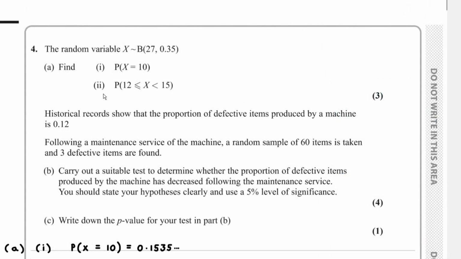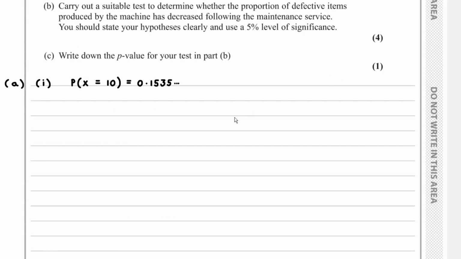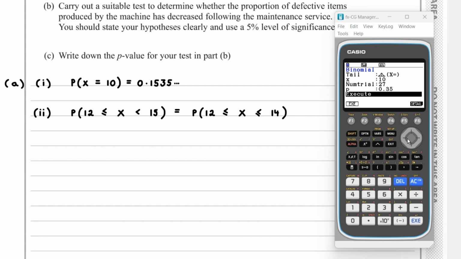For the second part of part A, find the probability that x is greater than or equal to 12 but less than 15. So, the probability that x is greater than or equal to 12 but less than 15, that is the same as calculating the probability that x is greater than or equal to 12 but less than or equal to 14. From our calculator, this corresponds to this type here.